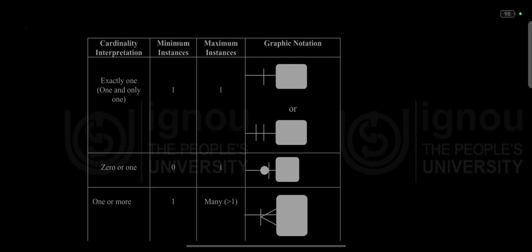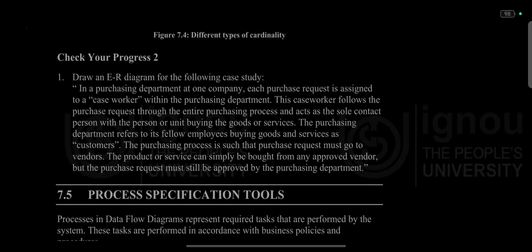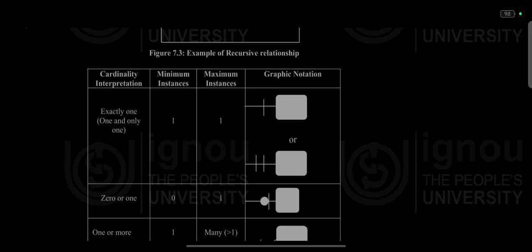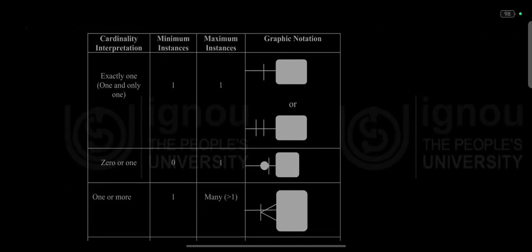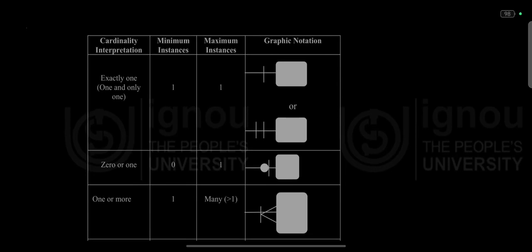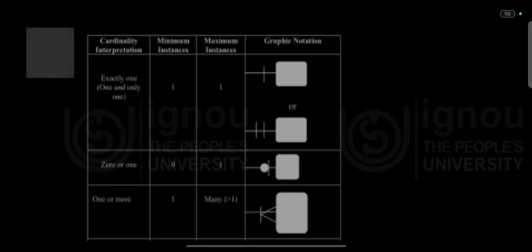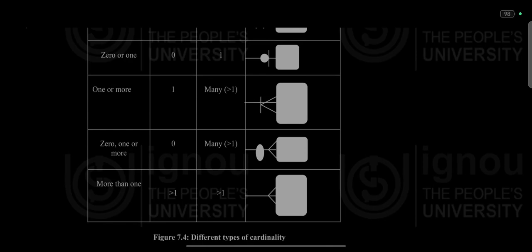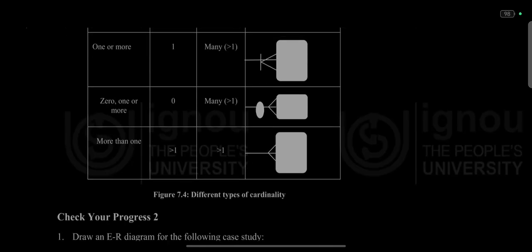So here we come to the end of check your progress 2, and it was a little short unit. So here let's see, cardinality interpretation is exactly one and only one. Minimum instances, maximum instances, graphic notation. And here you can see 0 or 1, 0 to 1, and 1 or more, 1 to many, greater than 1, 0, 1 or more, 0 to many. So here you can see the diagrams.